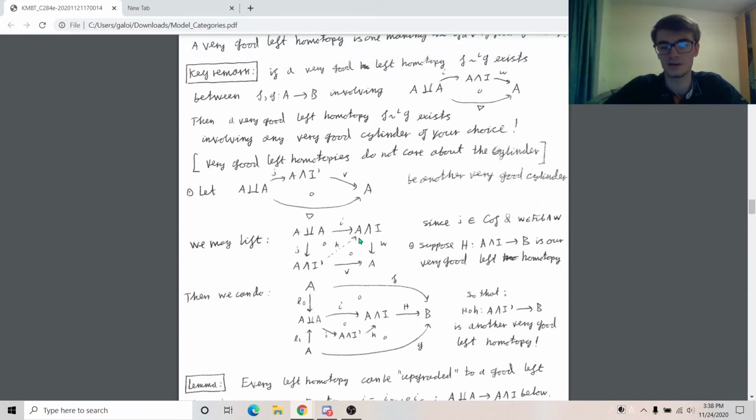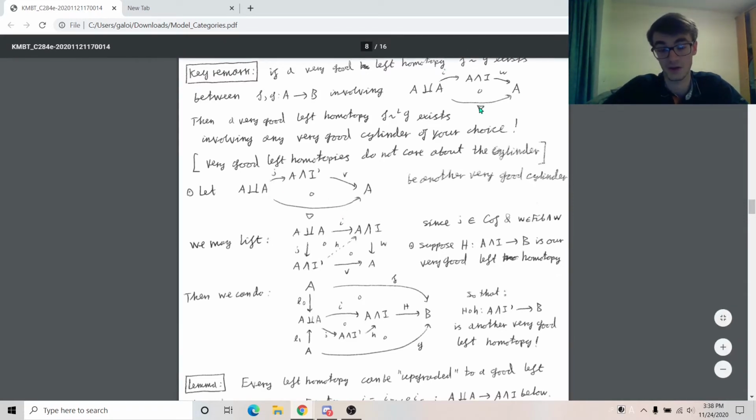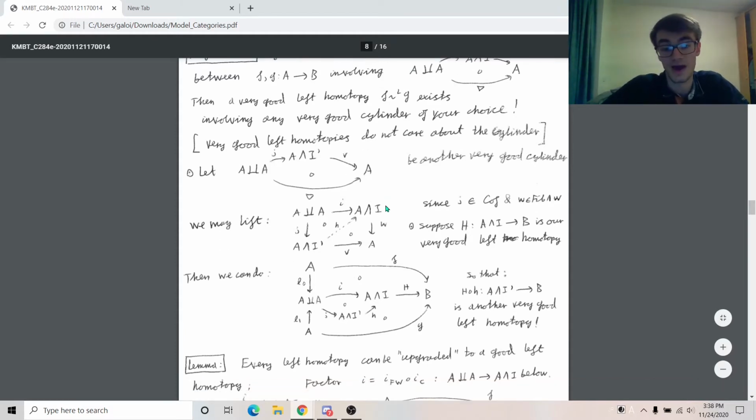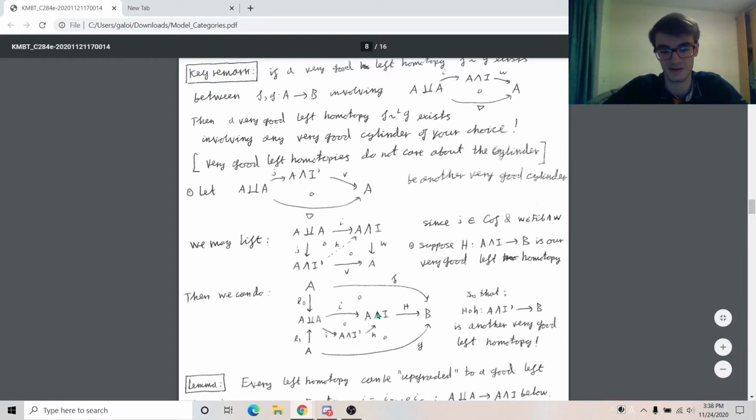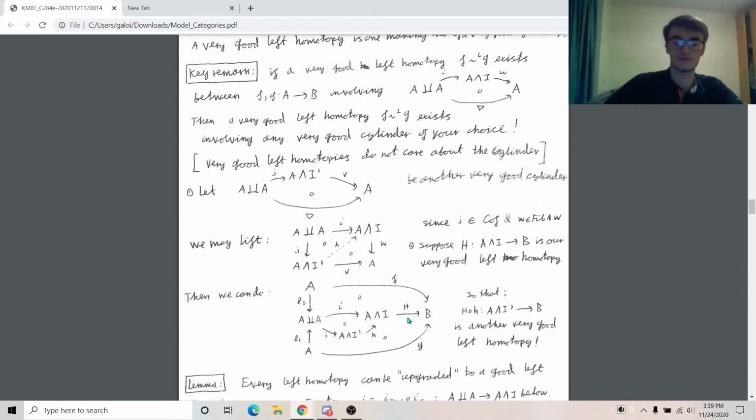So somehow both of these factorizations of the codiagonal factor through each other. And so for any left homotopy, as in this diagram, between F and G, which involves the original very good cylinder A wedge I, you can factor this I as J and then H. So if you had an original homotopy big H between F and G, now you have a homotopy H composed little h between F and G, which involves the new cylinder.